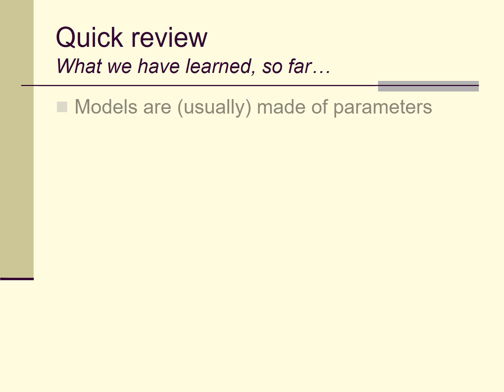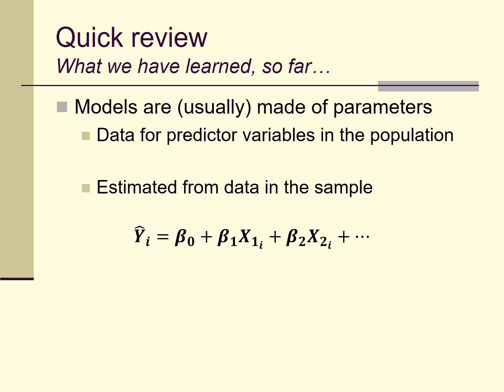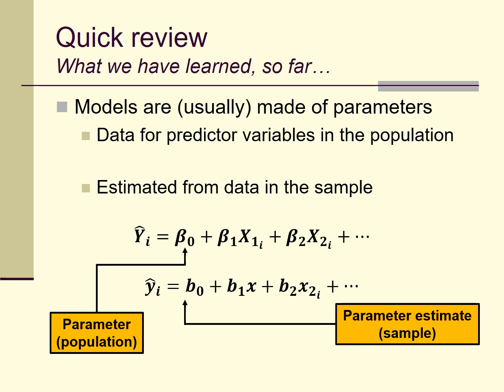Well, so far we've learned that models are usually made of parameters. These are values for predictor variables in the population that we estimate from data in our sample. So for instance, if we're writing out a model in terms of its parameters, we might write it using uppercase Greek letters. It'd be the same idea as writing it out with lowercase letters to suggest that we're working with parameter estimates from the sample.